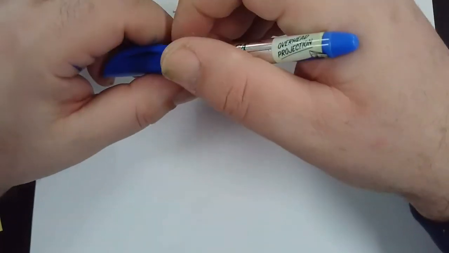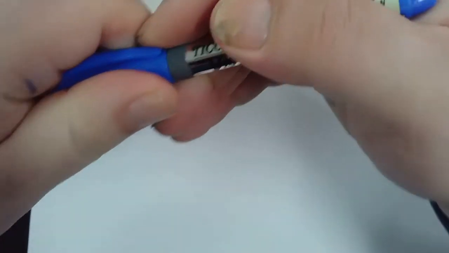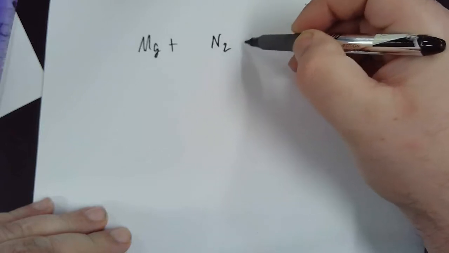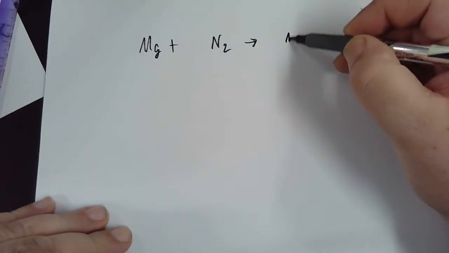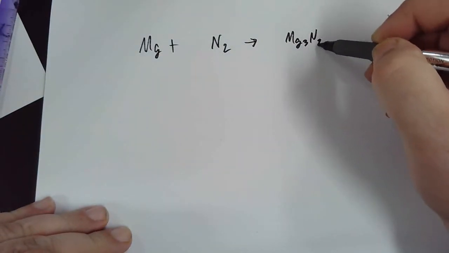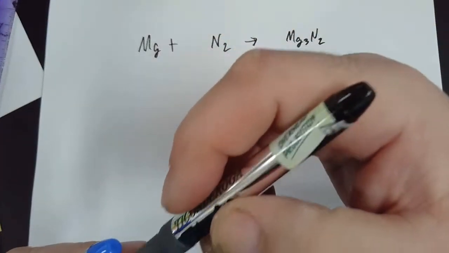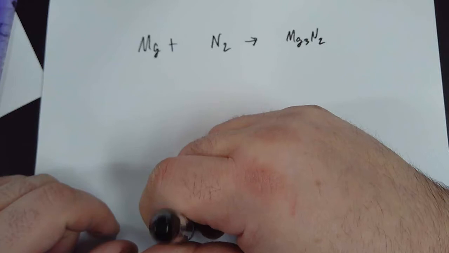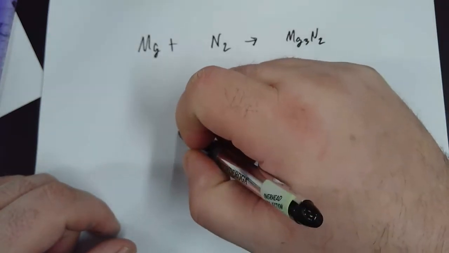All right, so number one on this worksheet, this is what we have. We start with the equation of Mg plus N2 produces Mg3N2. This is not a balanced equation. The first step of stoichiometry is to balance the equation. What do we need to do to balance this equation?